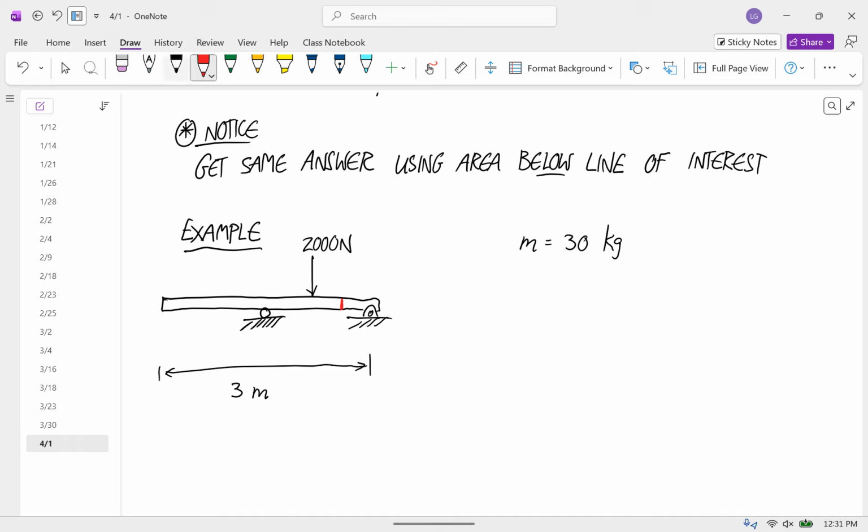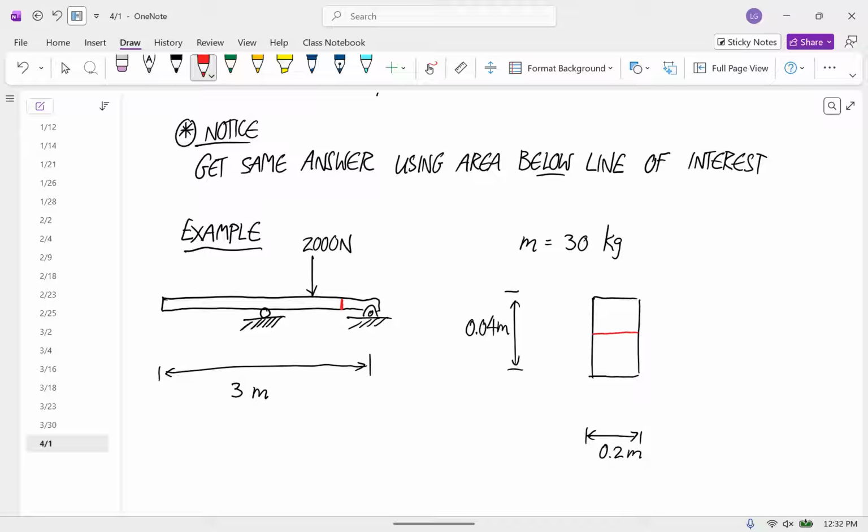And let's say the cross section has a height of 0.04 meters and a width of 0.2 meters. The neutral axis goes through the centroid, so it's there.